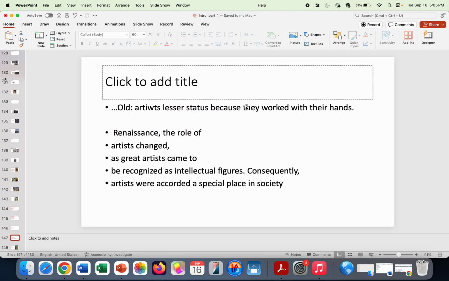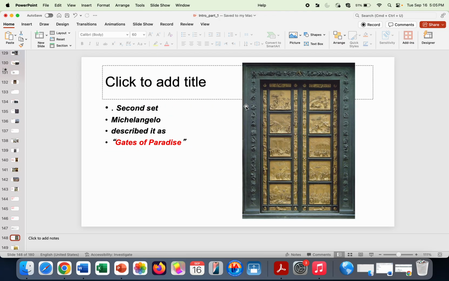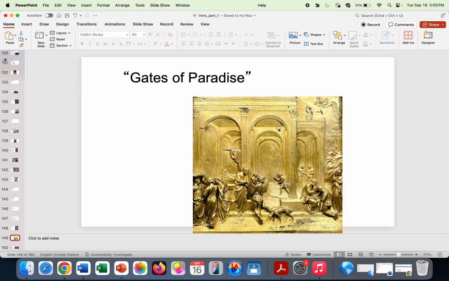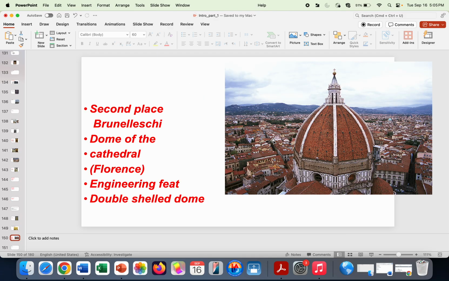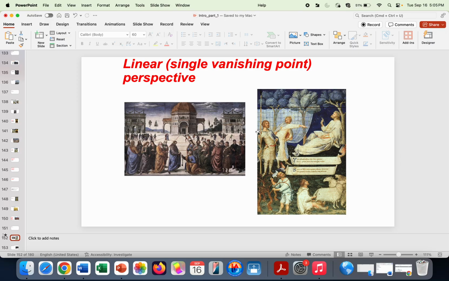So the Gothic is the old way, kind of flat and stylized, and the new way is going to be more realistic. And that'll lead us to Gates of Paradise. This is kind of the story of the Renaissance, these beautiful doors, and they have depth and naturalistic figures. And this guy Brunelleschi loses a competition, but then he goes on to create the dome, and he invents a technique called linear perspective.